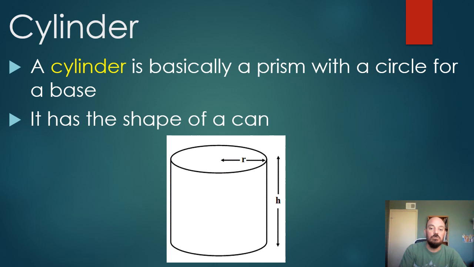And that means there's only 2 components. You have the height, which is the same as the height from the prism. It's the distance between the 2 bases. And then you have the radius of the circle. And if you know h and you know r, that's all you need to know. So let's do this. Let's take our prism formulas, apply them to this, and come up with new formulas for a cylinder.